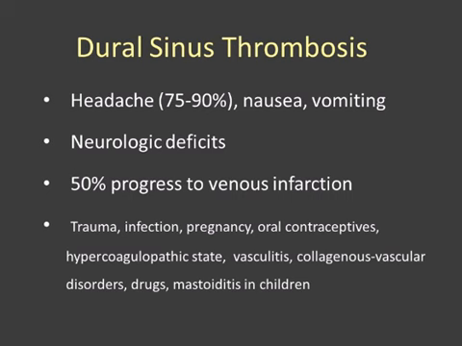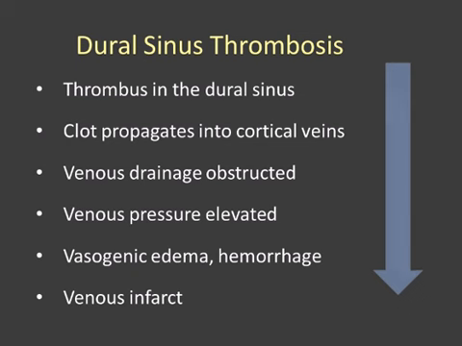So what does it look like neurologically? Well, these patients present with headache in 90% of the cases, nausea, vomiting. It could almost look like meningitis. They have neurological deficit, and 50% of them will progress to venous infarction. Which are the patients at risk for dural sinus thrombosis? Pregnancy, oral contraceptives, hypercoagulopathic state, patients with vasculitis, don't forget this one, collagen vascular disorders, patients under drugs, or children in mastoiditis.